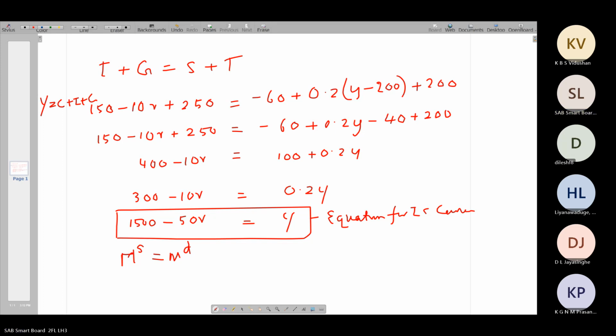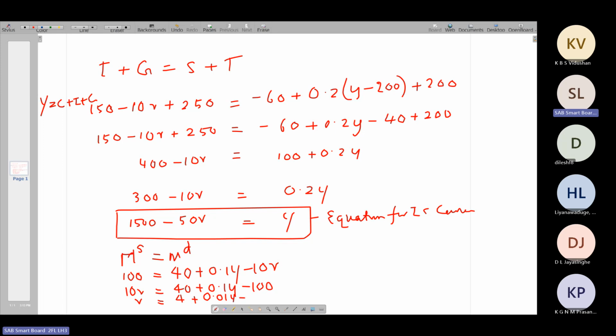Money supply is how much? 100. So money supply is 100, and money demand is 40 plus 0.1Y minus 10R. You solve this by expressing it in terms of R, the interest rate, for the LM curve. So 10R equals 40 plus 0.1Y minus 100. For R, we divide everything by 10: R equals 4 plus 0.1 divided by 10, which is 0.01Y, minus 10.